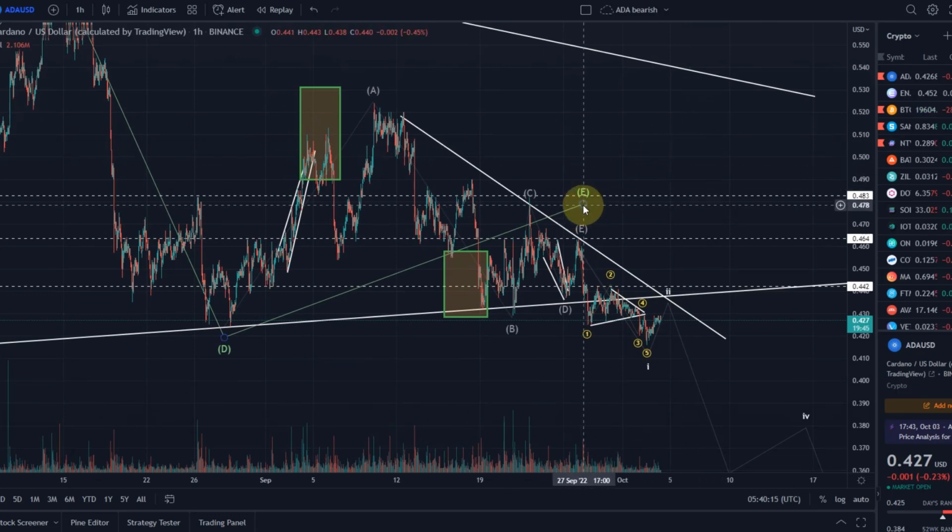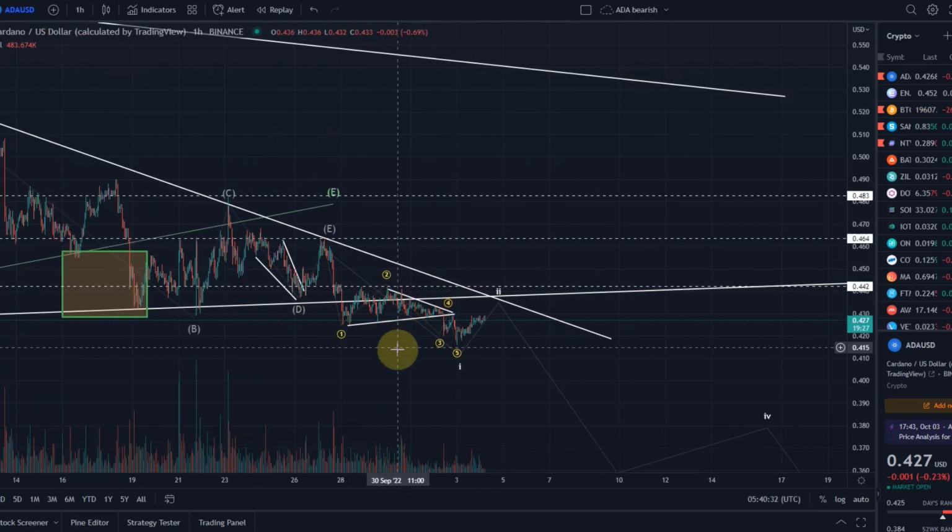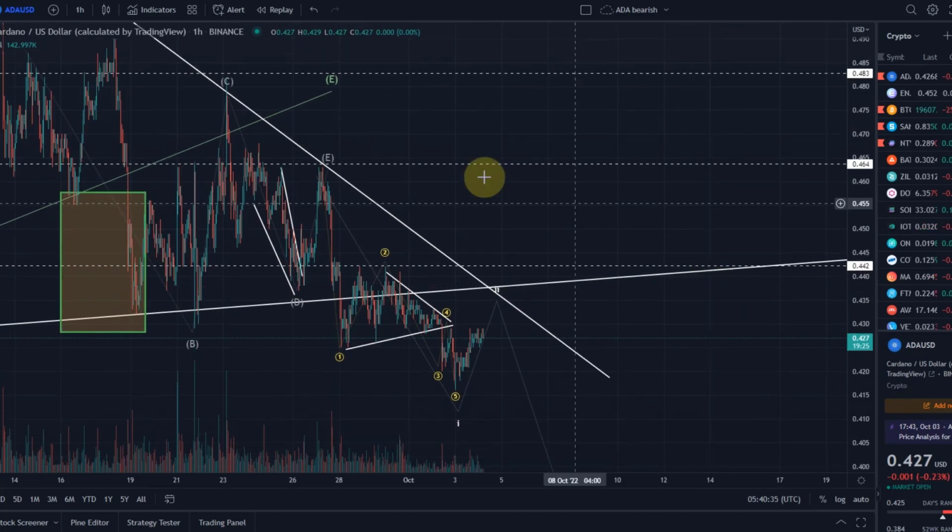If you have a triangle like that, you would expect the price to break out to the opposite side of the wave E. And I'm counting the wave E itself, which is a corrective wave pattern, as a triangle itself. So here we have the wave A, the wave B, the wave C, the wave D, the wave E. And then, as I explained to you yesterday, we had already the wave 1.